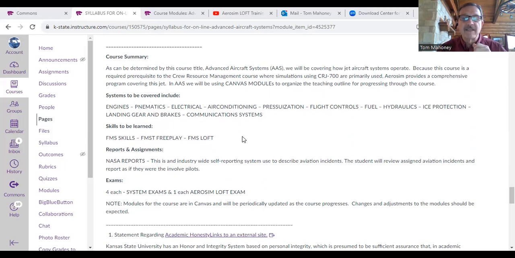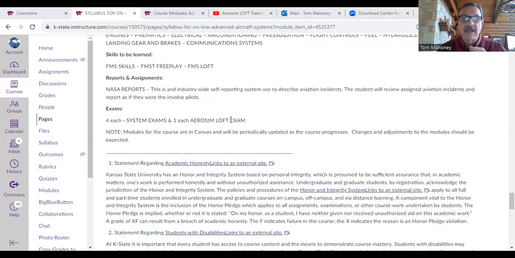We'll be doing some FMS skills, which is flight management skills. That's your iPad Free Play FMS Loft that we talked about just a few minutes ago. Then we'll do some NASA reports. If you understand what NASA reports are, that's the format we're going to use for doing reports. It'll help you get used to filling out the way you self-report when you make an error when you're flying the line or even flying your general aviation aircraft. It's kind of like your get out of jail free card. So the FAA has a more difficult job of taking action against you. So you'll learn how to do that.